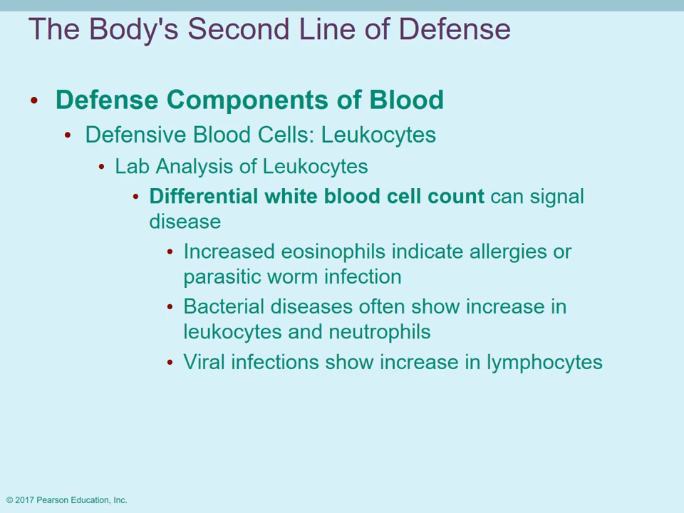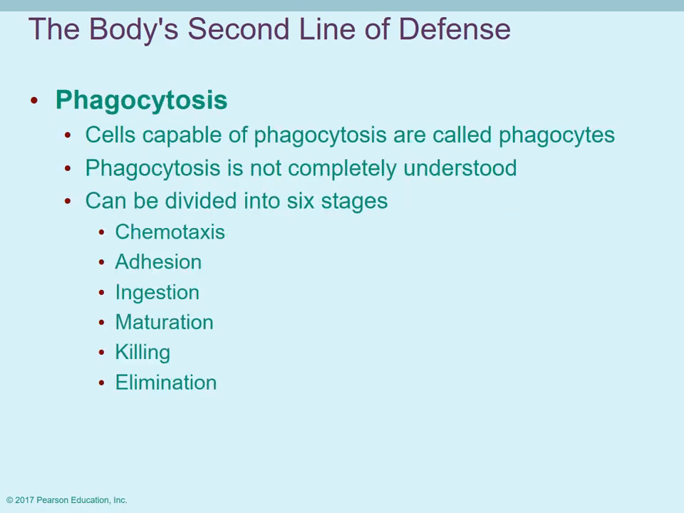If you have an increase overall in the leukocytes, and specifically the neutrophils, that's often indicative of a bacterial infection. If you have an increase in the number of lymphocytes, that's often indicating the patient has a viral infection. So the differential white blood count is not always ordered, but it can give you an idea of what is going on.